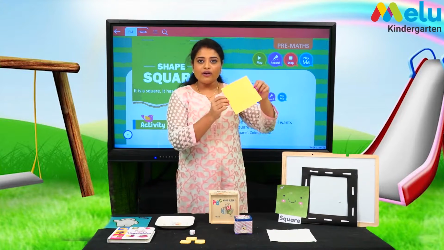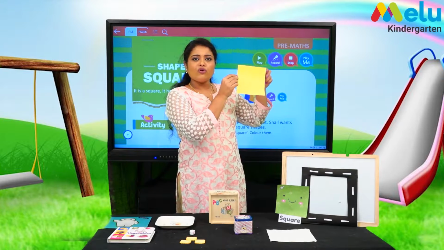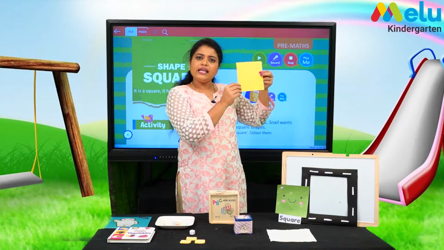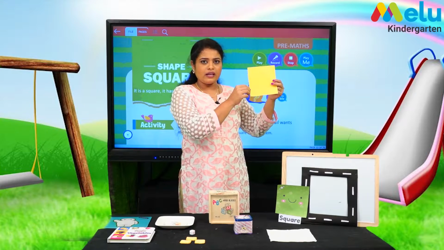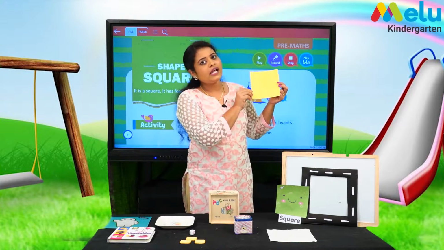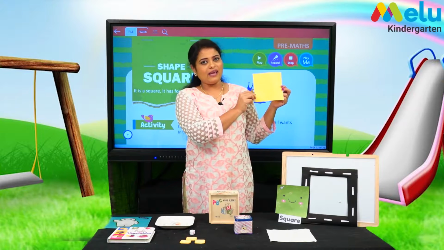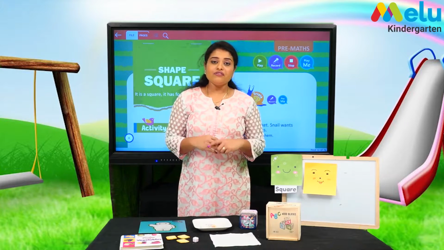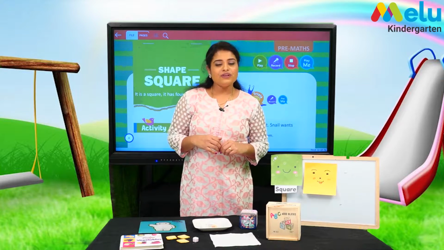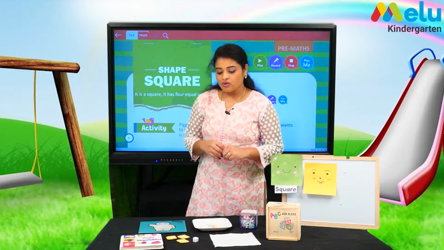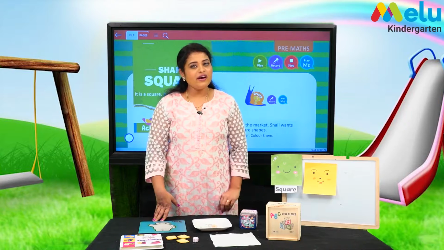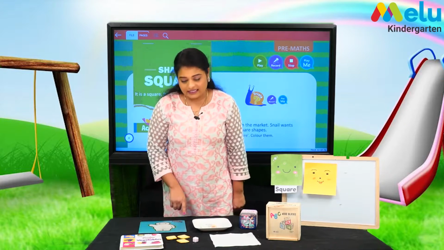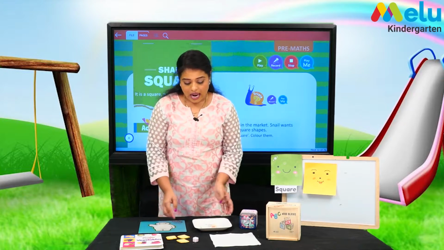Yes, so this is a square. And children, do you know, if you rotate the square in any direction, it looks the same. So children, let's see few examples of square. Here I have few things which are in the shape of a square. So let's see one by one.